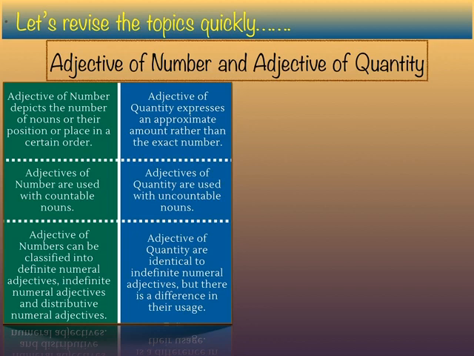And it is classified into definite numeral adjective, which is again divided into two parts, that is cardinals and ordinals. Cardinals means numbers 1, 2 and 3, and ordinals means the position, that is first, second, third, fourth. And distributive numeral adjective talks about each number or each person in the group.